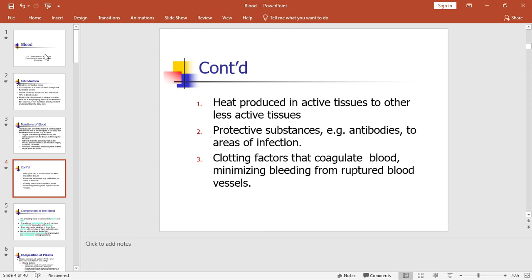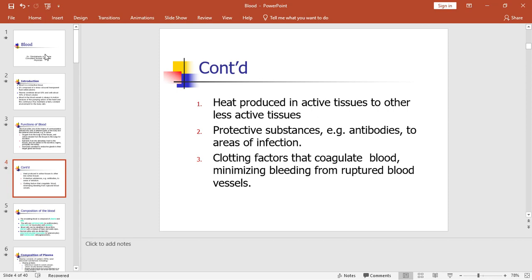How does it do that? It's able to carry the heat from the site of active tissues to sites of less active tissues. It is also important in protecting the body in that it is able to transport antibodies, which are basically agents that protect us from pathogens. So it is able to carry these antibodies from a site of production to a site where it may be needed. Blood also contains what are known as clotting factors.